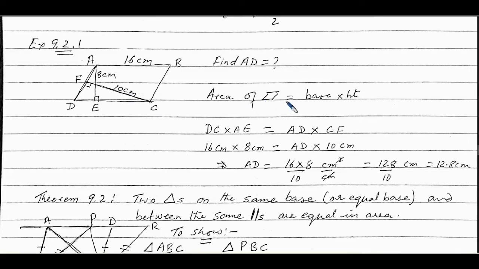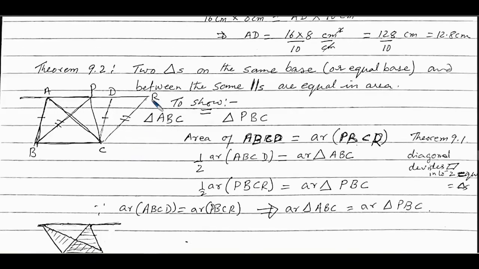So we know that the area of a parallelogram is base into height. The base is 16 centimeter, DC is your base, into height 8 centimeter, is equal to, again, the height given for this parallelogram as 10 centimeter, with AD which we have to find. So I cross multiply, keep AD here, and bring 10 centimeter down: 16 into 8 by 10 square centimeter. So AD is 128 by 10 centimeter, that is 12.8 centimeter. Okay, this is how you should do the problem. You should also write the unit. Since they have given the unit, you too have to write the unit.